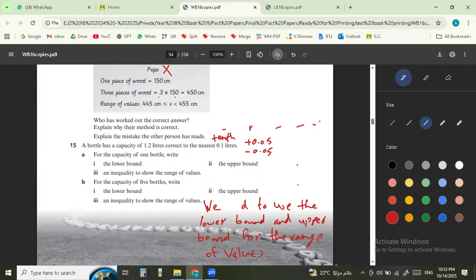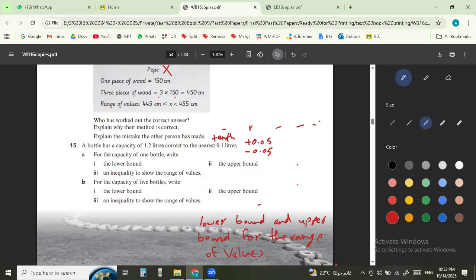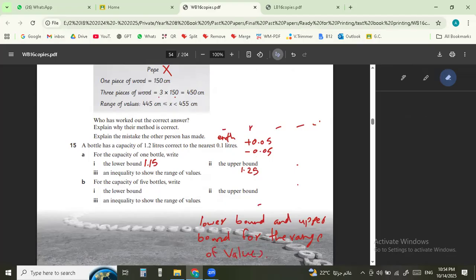So adding 0.05 or minusing, because they want the lower bound first, minusing 0.05 from this, it's going to be 1.15. You take away from this 5/10, it becomes 1.15. The upper bound, add to it 0.05, it becomes 1.25. Mister, I'm not good at adding or subtracting mentally.